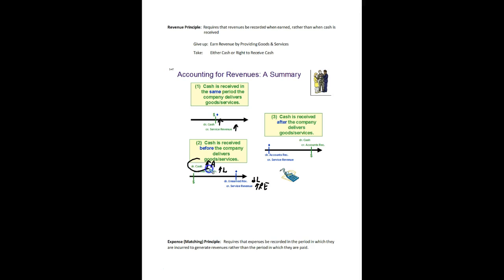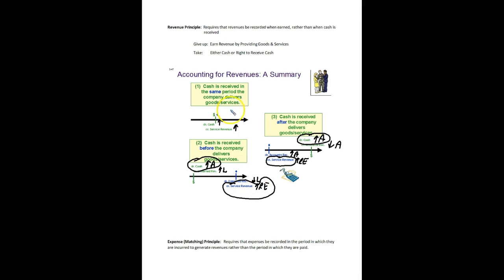So cash occurs first, revenue takes place at another time. Here we can have cash received after goods are delivered. So if we deliver goods first, but we don't get cash, we debit accounts receivable, that's what we receive, and we provide services, so we credit service revenue. So we earn our revenue first, and then cash is collected later, where cash comes in, and we give up accounts receivable.